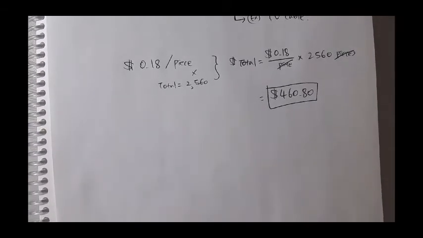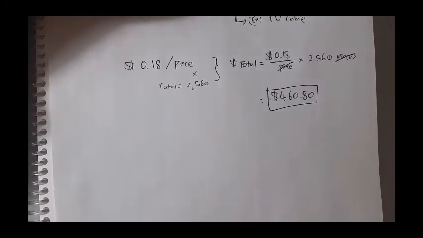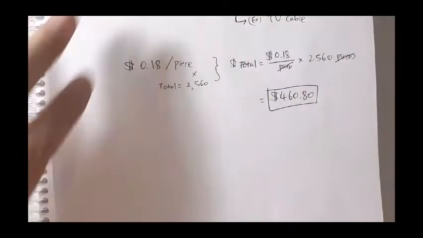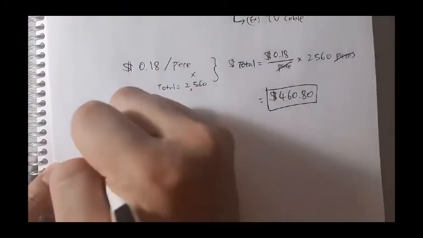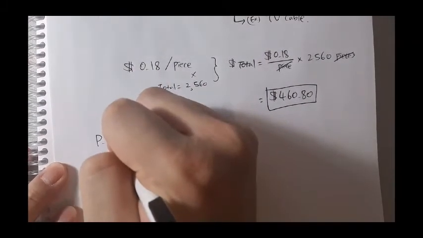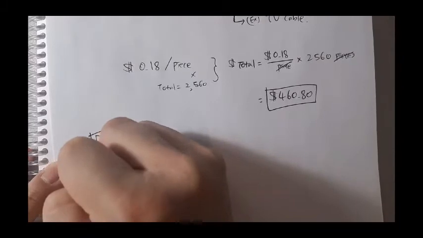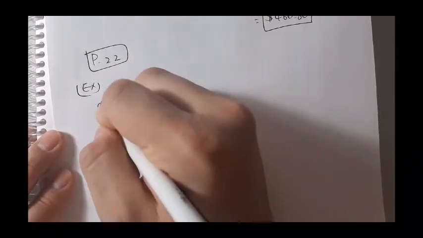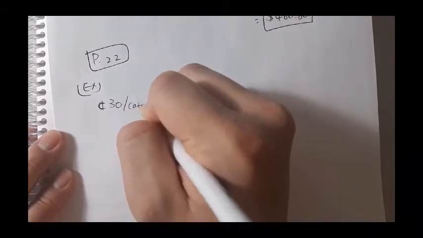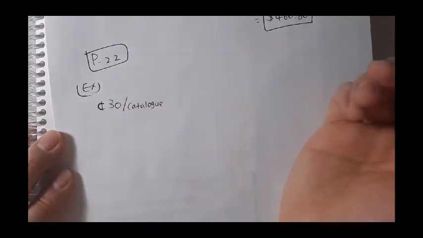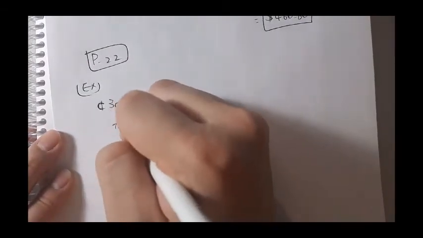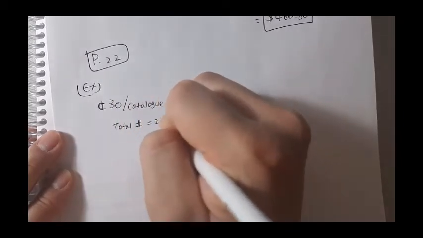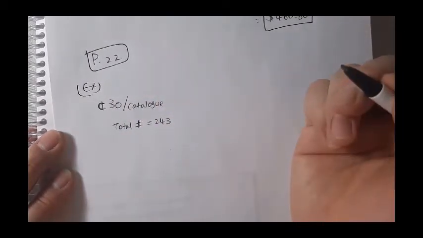Alright, so without further ado, let's go to an example. One of the examples that you see is on page 22. Example number 1. Dominic delivers catalogs. He is paid 30 cents per catalog, and that's how he gets paid. And when it comes to total number of catalogs, he delivered 243 catalogs.